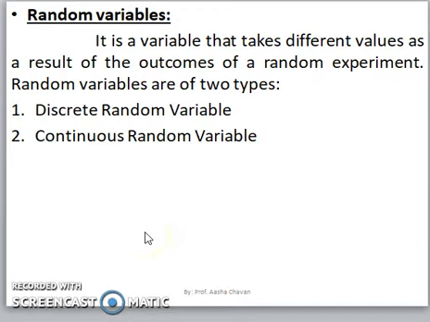Now what is a random variable? A random variable is a variable that takes different values as a result of the outcomes of a random experiment. Random variables are of two types. The first type is discrete random variable and the second is continuous random variable. What we mean by discrete and continuous random variable, we'll see in the next slide.